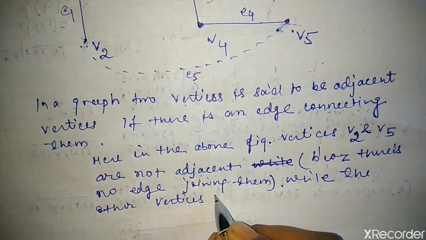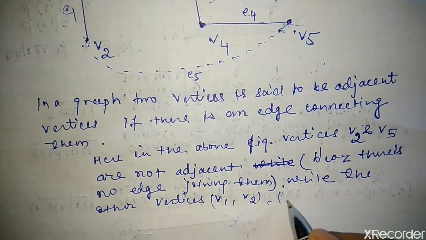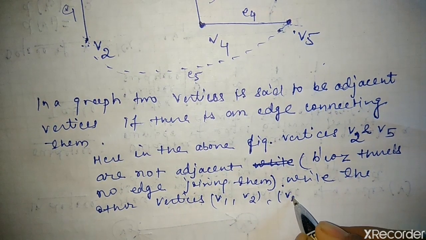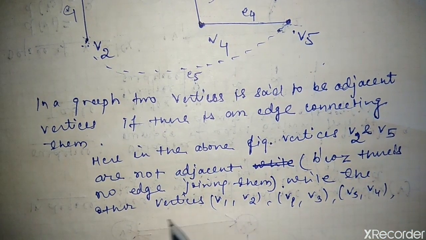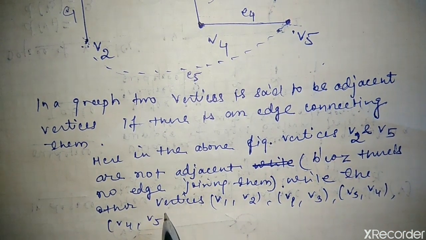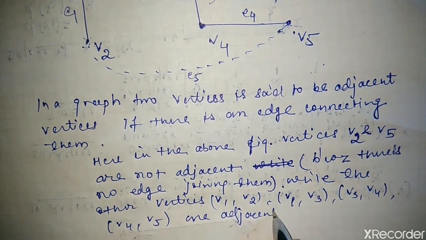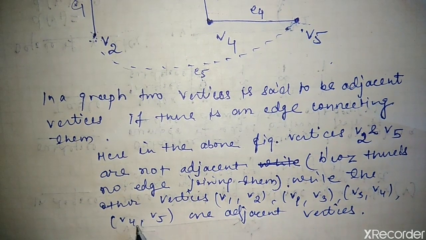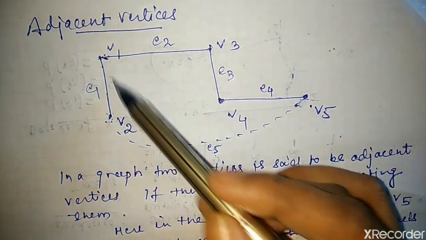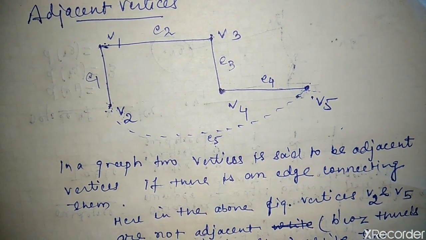okay, then V2, V1, V3, V3, V4, V4, V5 are adjacent vertices. Why? Because all these are connected by an edge in the figure. Okay, so this is the adjacent vertices.